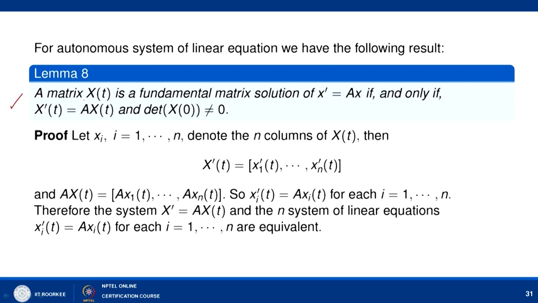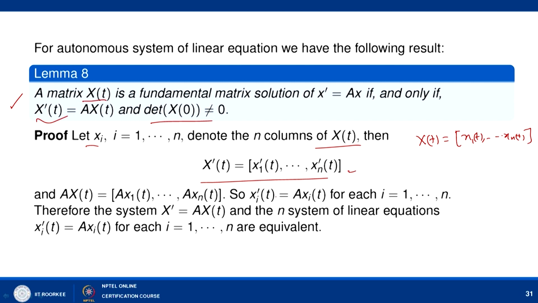So, here we need not mention any interval. We simply want to show that any matrix X(t) is a fundamental matrix solution of x dash equal to Ax provided it satisfies two properties. One is that it satisfies X dash(t) equal to AX(t), and second is that the determinant of X(0) is non-zero. So, let us prove this simpler result. Let xi denote the n columns of X(t). It means that your X(t) is written as x1(t) and so on up to xn(t). Then we can find the derivative as x1 dash(t) up to xn dash(t).